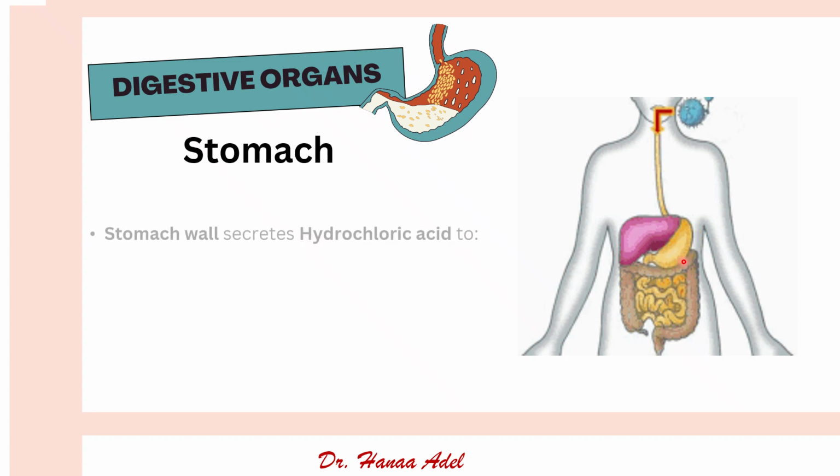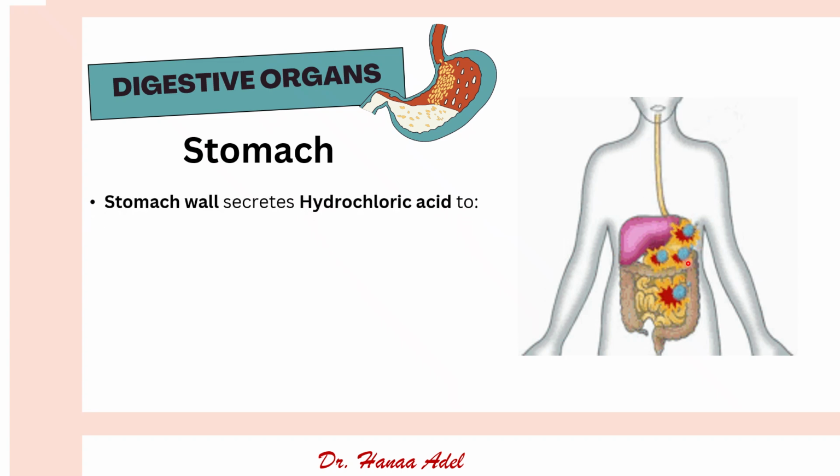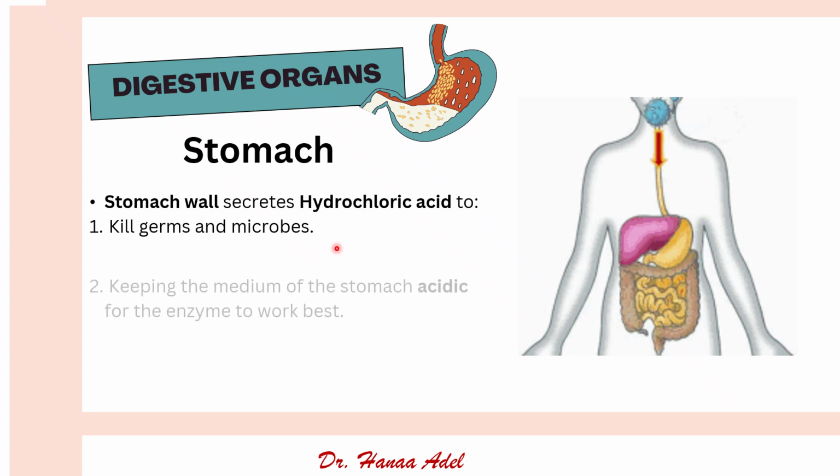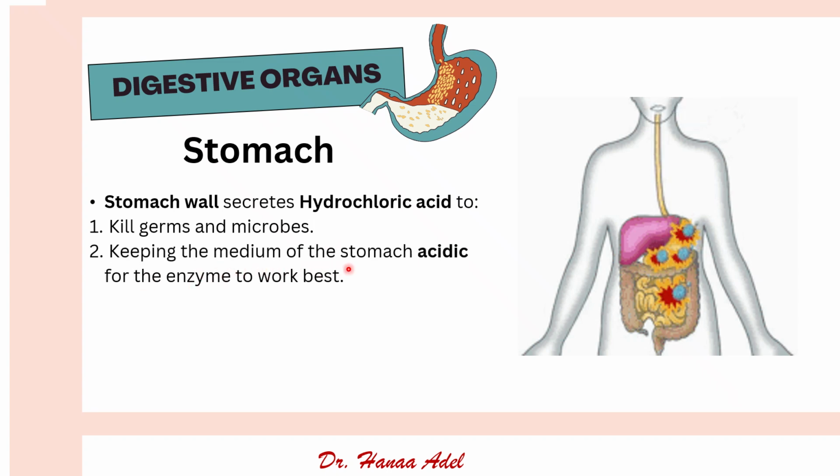What happens in the stomach? The stomach wall secretes hydrochloric acid. What is the importance of hydrochloric acid? It's very, very important. Firstly, it kills germs and microbes and keeps the medium of the stomach acidic for the enzyme to work best. And who can remember the name of the enzyme in the stomach? We know this is one of the proteases called pepsin enzyme.